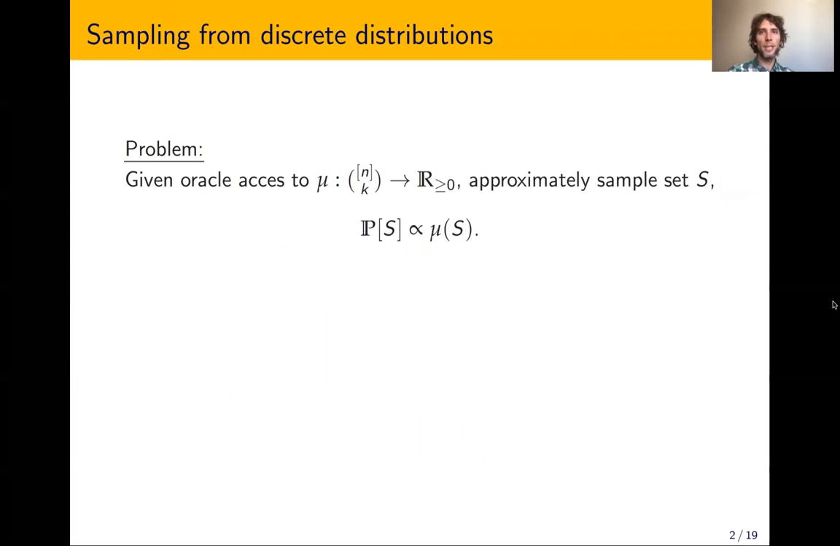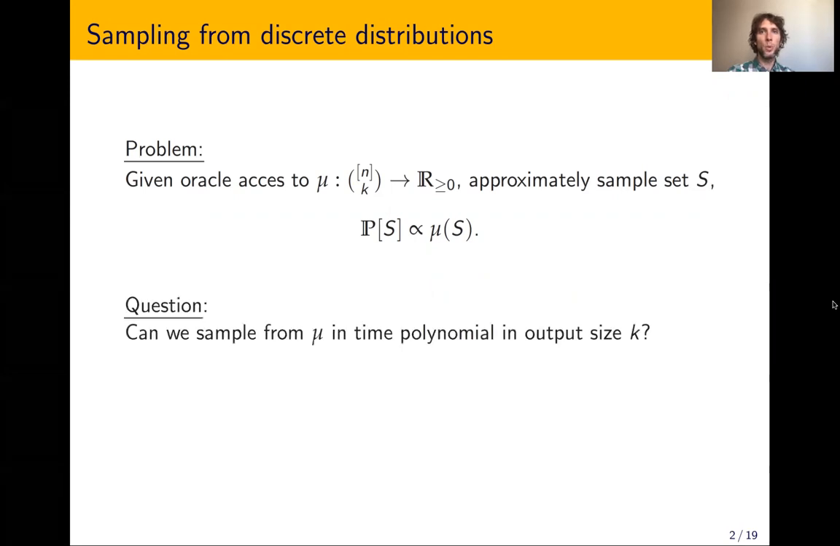Many discrete sampling tasks can be reduced to this canonical form. And in many cases, the size n of the ground set is much larger than the size k of the sample set. So motivated by this, we ask, when can we sample from mu in time that is polynomial in the output size k? Of course, in general, this is impossible since we must observe all elements of the ground set to know where the distribution mass is concentrated.